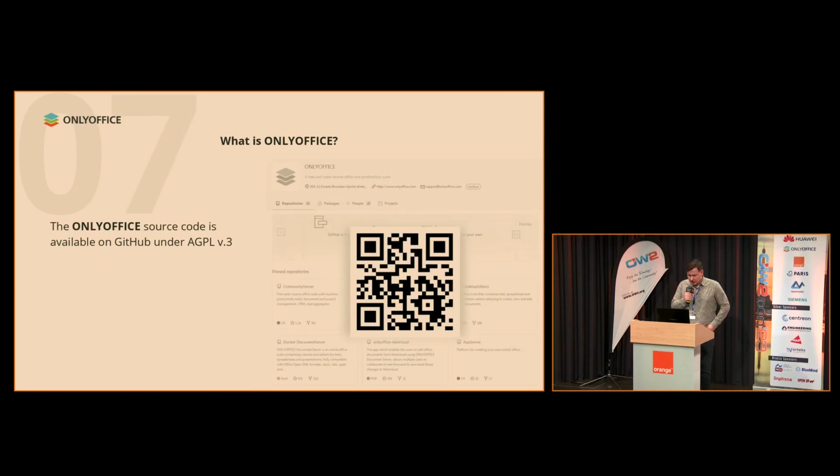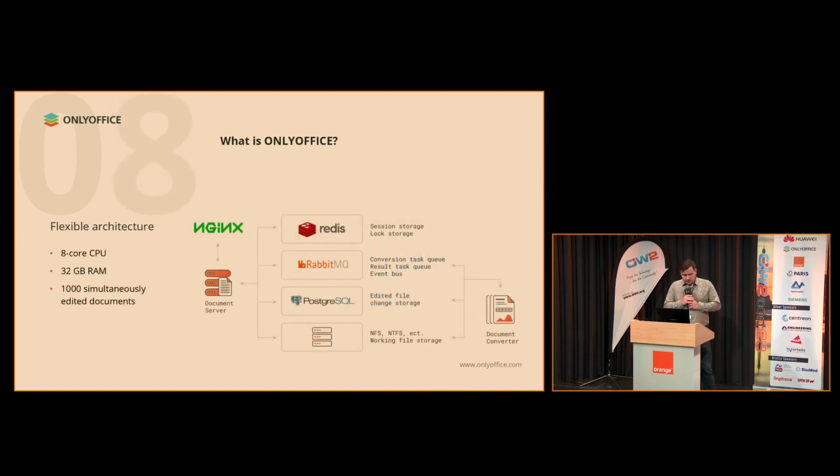ONLYOFFICE is open source by design, so its source code is publicly available on GitHub under the terms of the AGPL 3.0 license. Document processing in ONLYOFFICE is performed on the client side, which makes it possible to significantly decrease server loading. Only the file opening and file conversion processes are performed on the server side. So for instance, if you have a server with, let's say, an 8-core CPU and 32 gigs of RAM, this is usually enough to open and edit almost 1,000 documents at once without any particular problems.